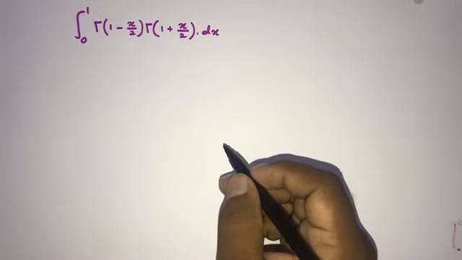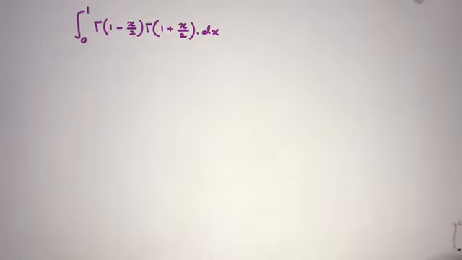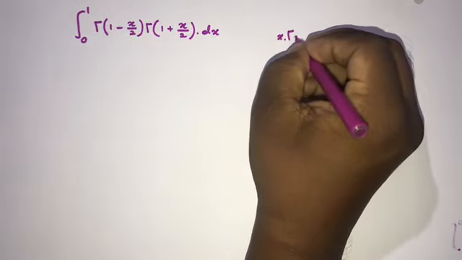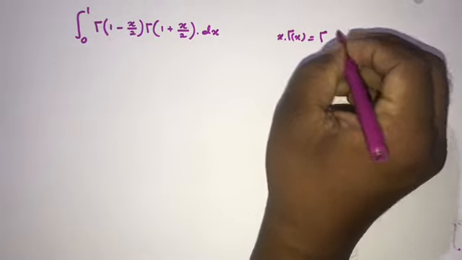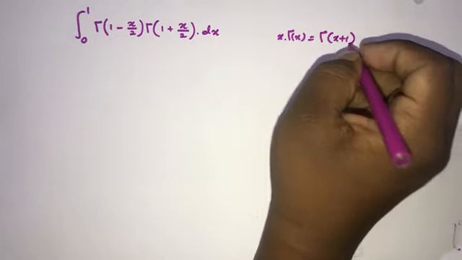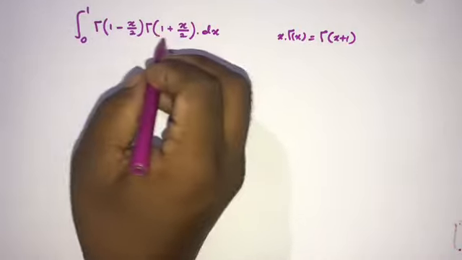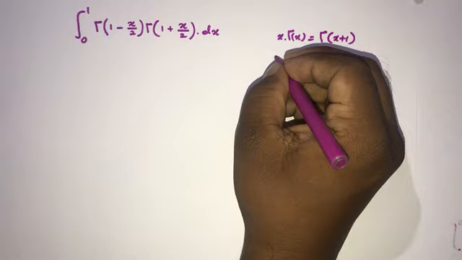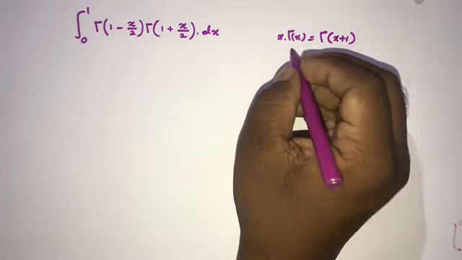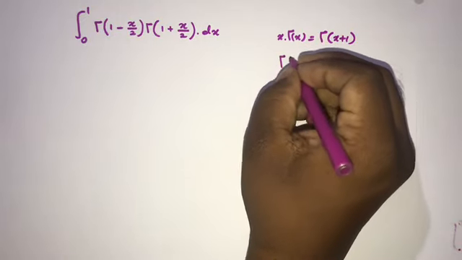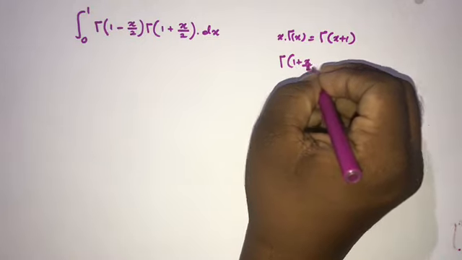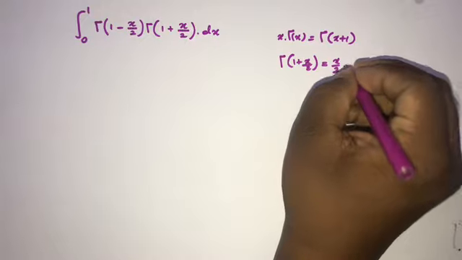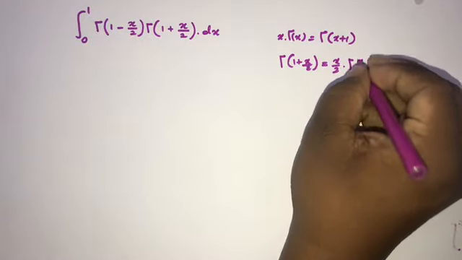Well, how to begin? First we know this relation: x times gamma of x is equal to gamma of x plus 1. Now here we have gamma of (1 plus x) over 2. So if we replace (1 plus x) over 2 for x, we know here gamma of (1 plus x) over 2 is equal to x over 2 times gamma of x over 2.